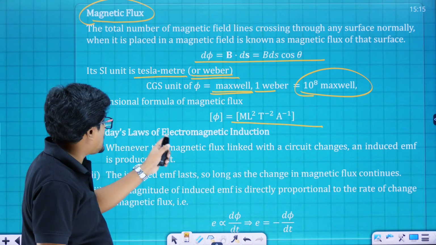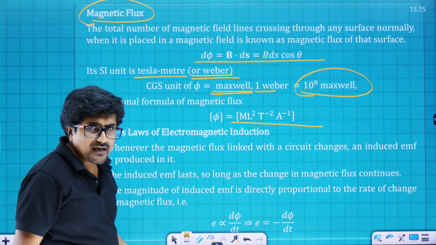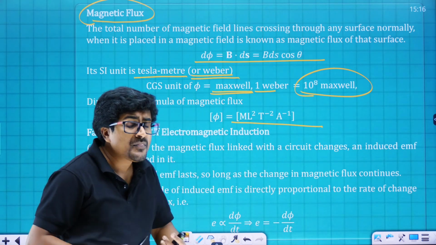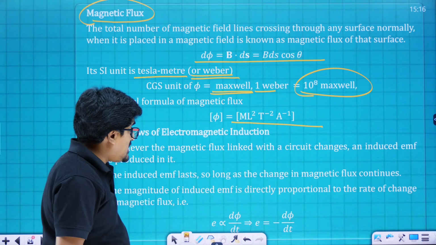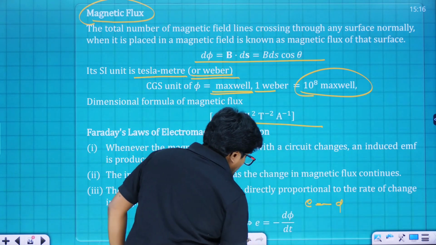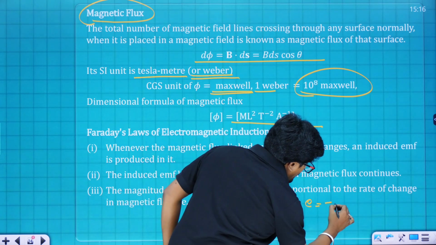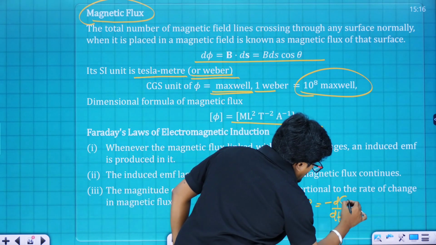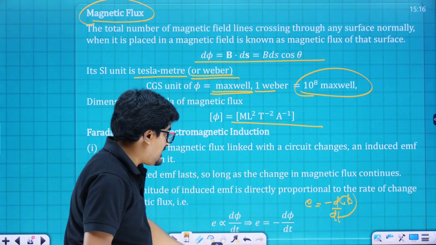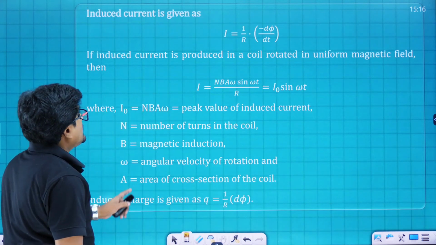Next is about the induced EMF. That is the law of electromagnetic induction, Faraday's law. Basically it says that whenever the magnetic flux linked with any particular coil changes, there will be an induced EMF, and that induced EMF E is equal to minus d by dt of phi. That negative sign says the induced EMF opposes the change in magnetic flux.